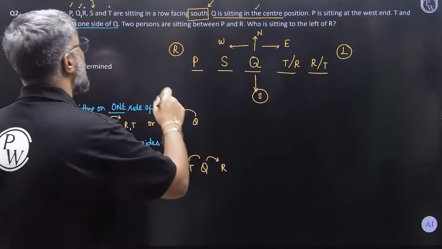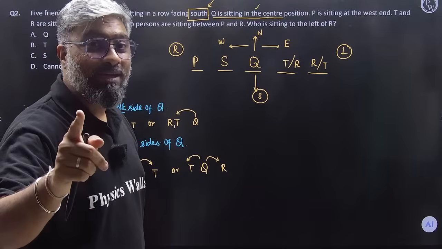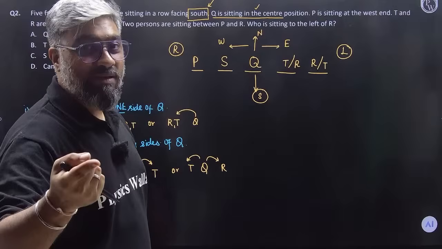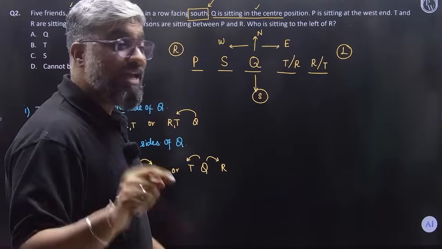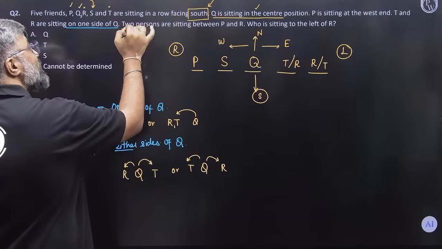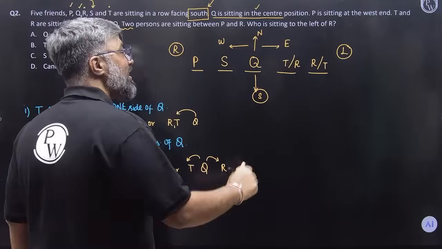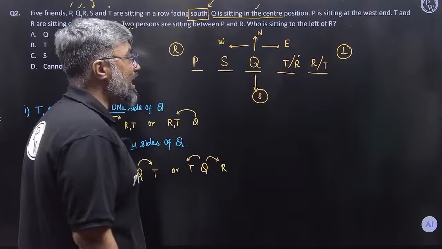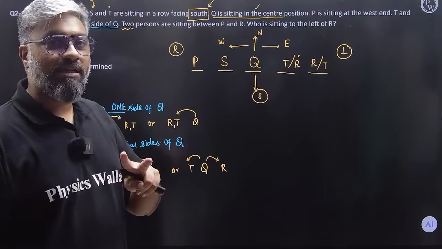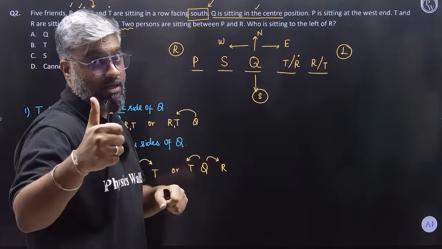Now if I look at the last condition that says two persons are sitting between. See, I told you, right? If there are more than one people sitting between somebody, they will explicitly mention it like this. Two persons are sitting between P and R. So now think about it. If this is R, are two people sitting between P and R? This is P, this is R, two people are sitting, works.